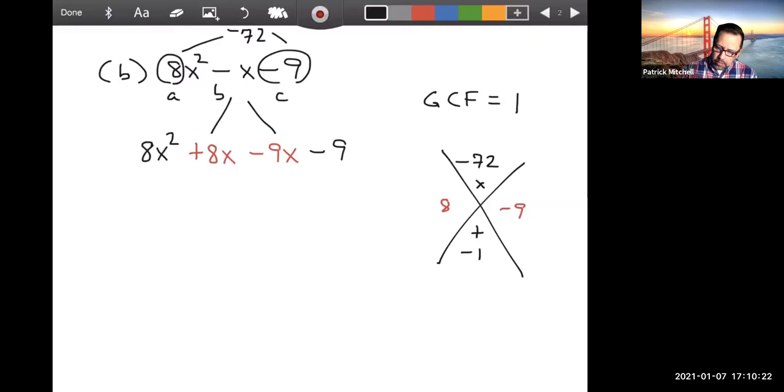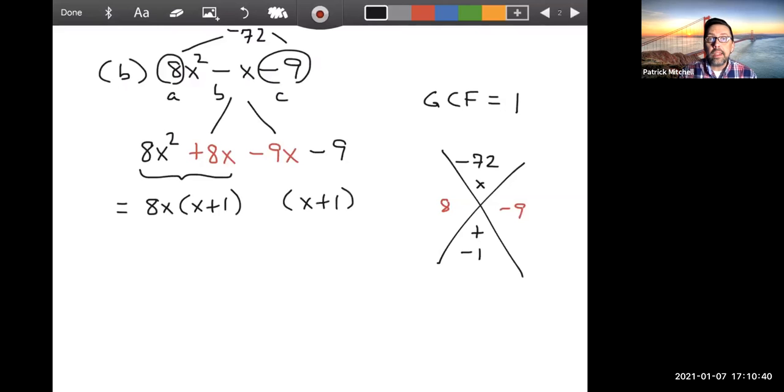Okay, so that's going to work exactly the same way as in the last problem. I look at the first 2 terms, and what they have in common is 8x. I pull out 8x, and I'm left with x plus 1. And then in order to get an x plus 1 here, I would have to pull out what? -9, right? So then my common factor is x plus 1. My other factor is 8x minus 9.